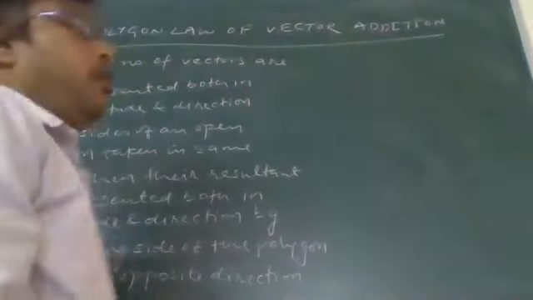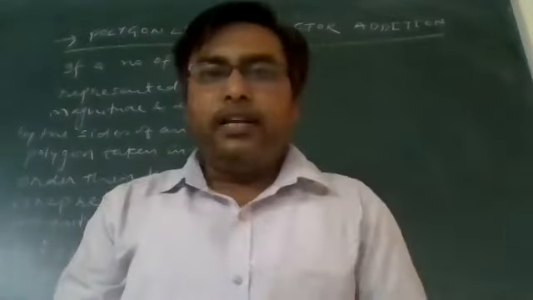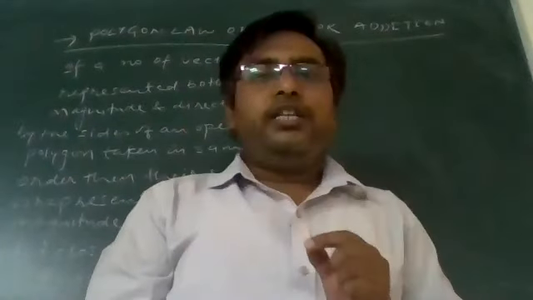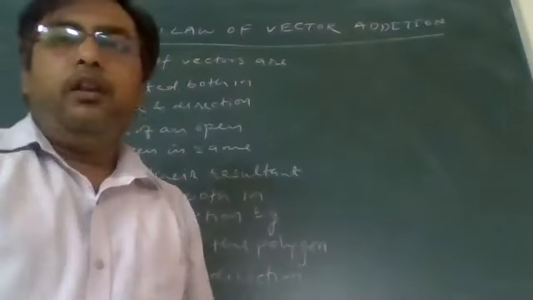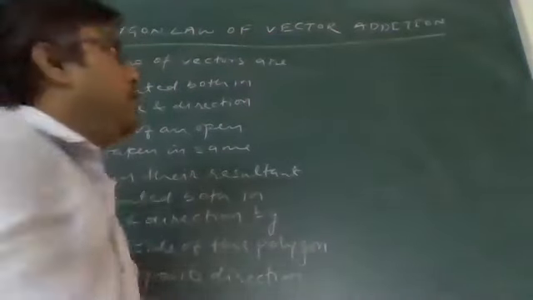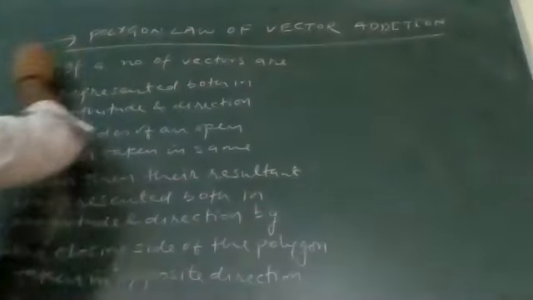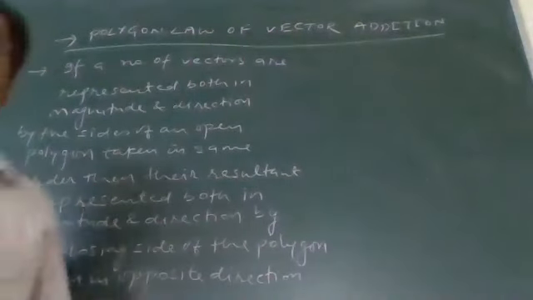Third method of vector addition, which is the polygon law of vector addition. What is this law? First, write the statement of this law.